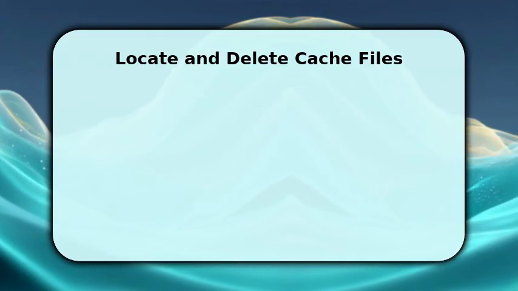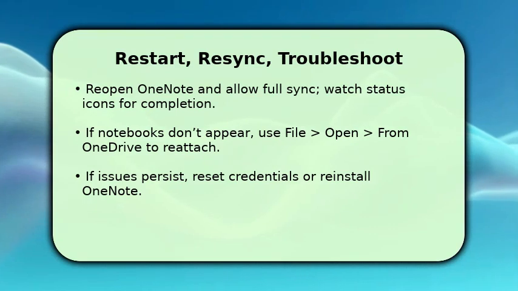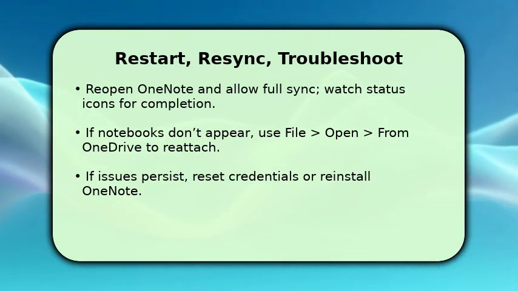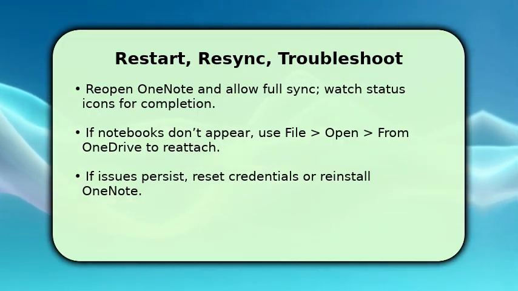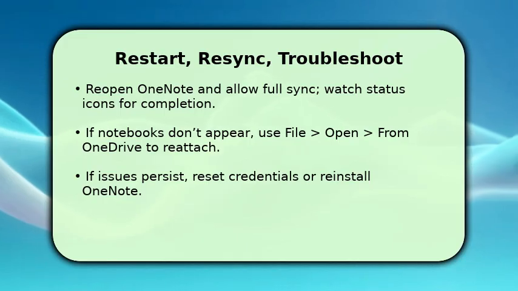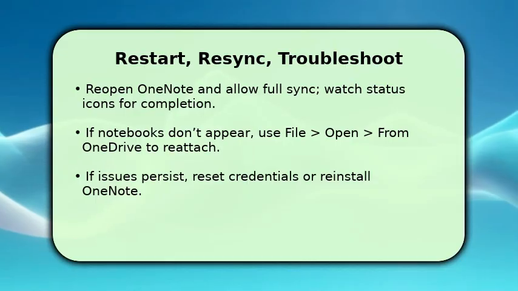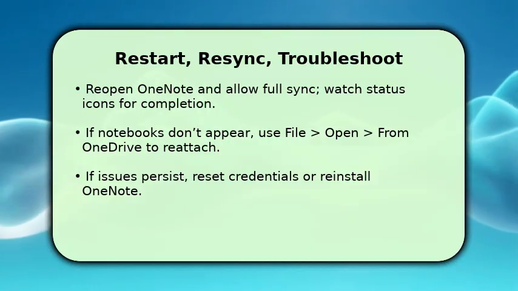You'll see sync icons in progress as cloud copies repopulate the app. Make sure to verify each notebook opens and updates. If a notebook fails to appear, use File, Open, then from OneDrive to reattach the correct copy. If problems continue, clear stored credentials via Credential Manager or reinstall OneNote to refresh app settings. Quick troubleshooting tip: if sync stalls, sign out and sign back in to force authentication and resume syncing.